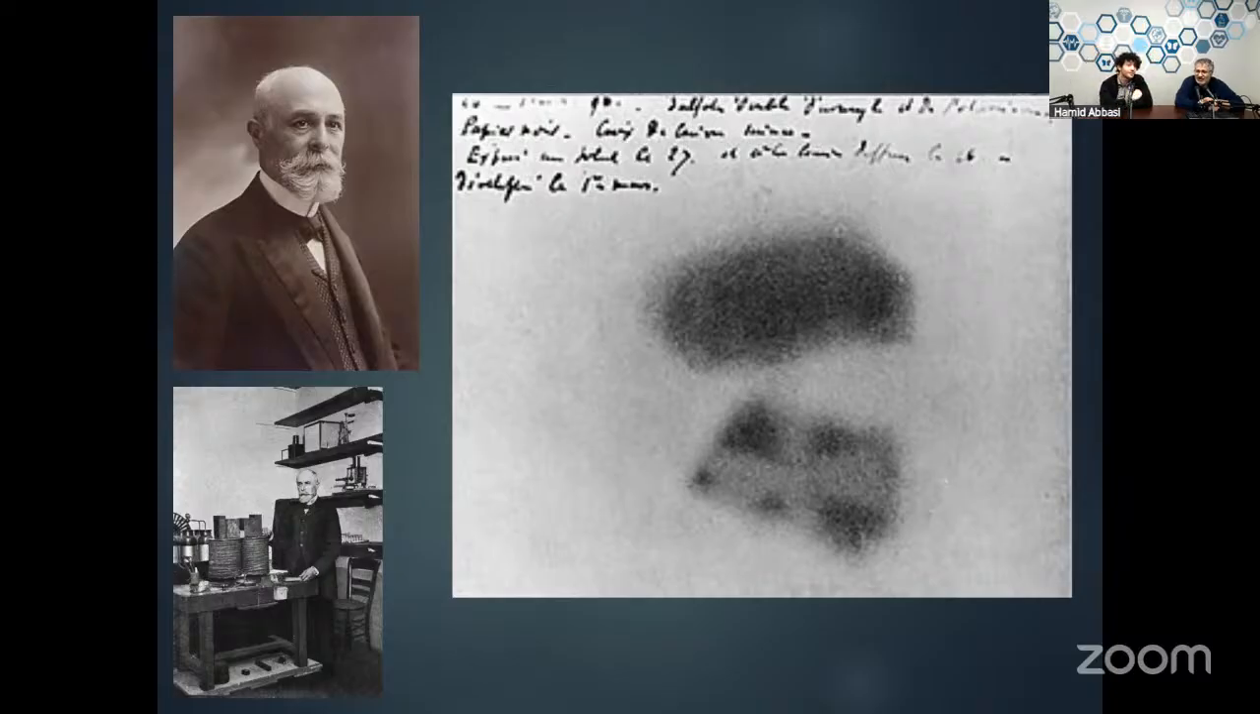So around the same time, a bookbinder who had no scientific background worked his way up in England, in London, and experimented with magnets and electricity.